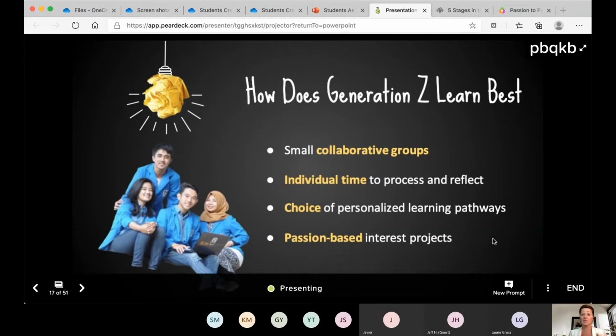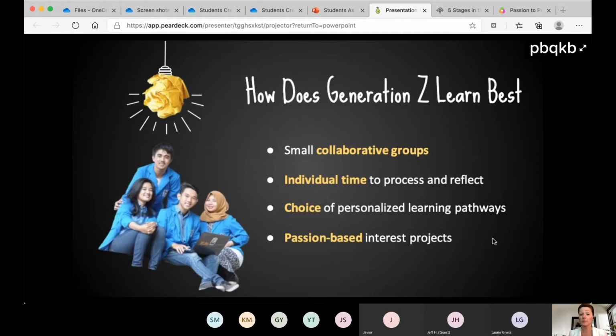But our Generation Z students really do learn best in small collaborative groups. And I know many of you, especially our teachers from California, my teachers in Nevada and Utah, have told me that you've got classroom sizes of 40, 50, and 60 kids in a classroom. I'm just like, I don't know how you do it.